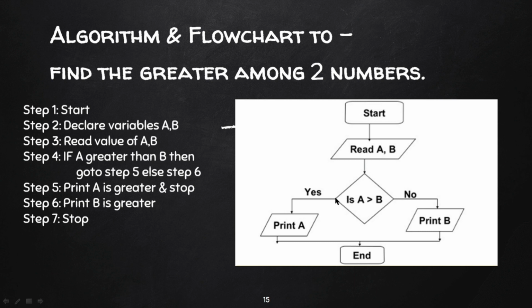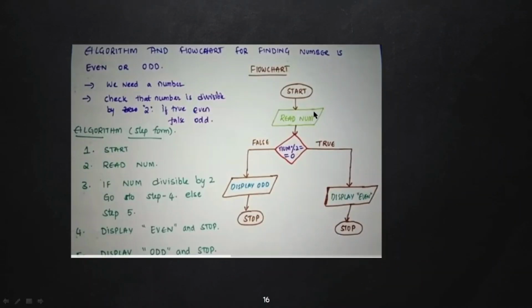For checking a condition we have to use this diamond type symbol. As you can see here, is a greater than b, whether the answer is true or false, or yes or no. If yes, that means a is greater, so print a, we are printing value a. If no, a is greater than b is no, that means a is not greater, then it will go here and print b, that is b is greater, and then after that end, both from here. You can write here if or is, your choice, and in this way it works. Let's see the next one.